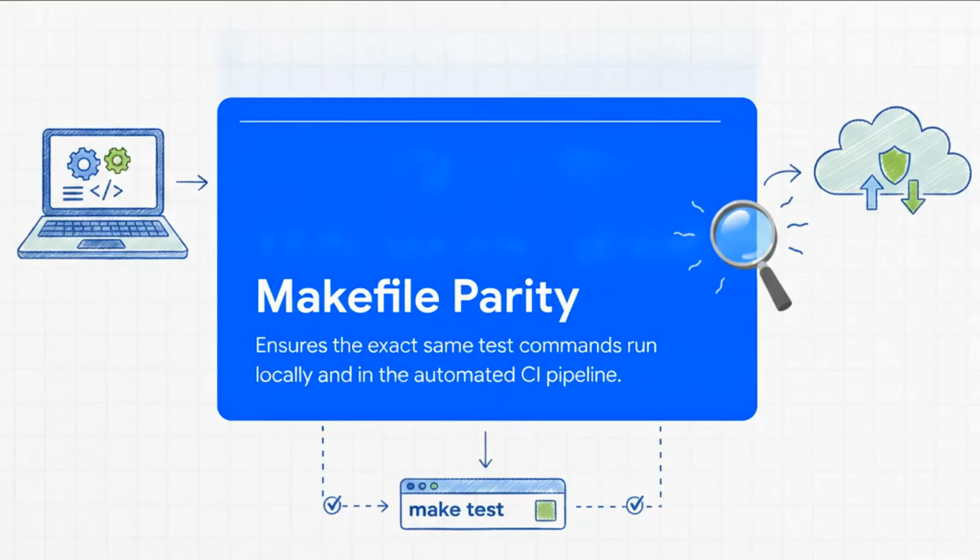The second vital piece of this parity puzzle is what we call makefile parity. Basically, you create a local script, like a makefile, to ensure the exact same test commands, flags, and rules run on your laptop as they do in the cloud. When a developer runs make tests locally, it triggers the exact same strict markers, coverage rules, and environment variables, the whole shebang. If CI fails, you can reproduce it locally instantly with one single command.